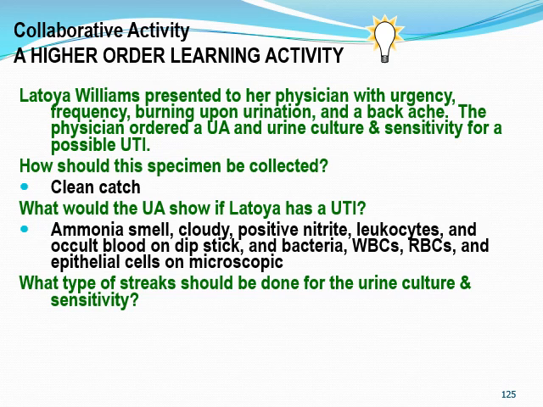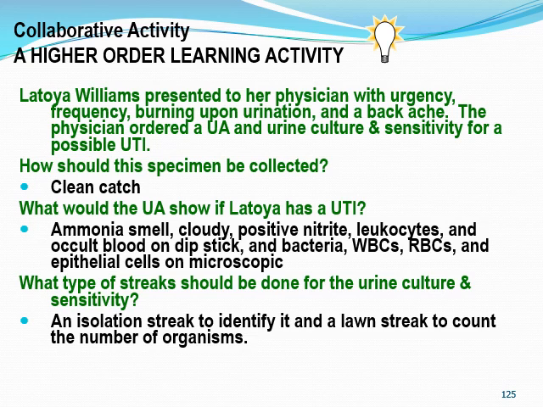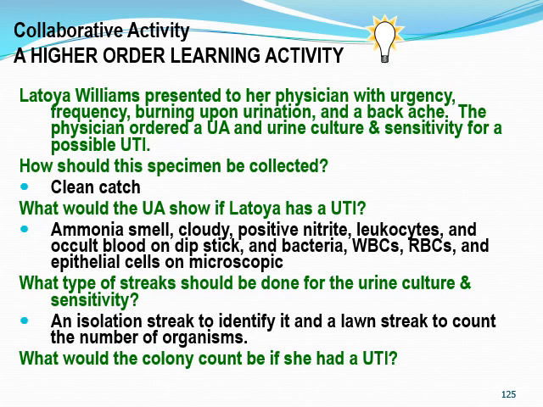And then what type of streak should be done for the urine culture and sensitivity? So we want to do that isolation streak first to identify it. Then we take that pure culture over to our long streak so that we can do the count of the number of organisms, the colony count. Then we count each one of them, multiply it times 1,000, and then we determine if they don't have a UTI, if it's a possible UTI that is suspicious and we need to have it redone, or if it is a UTI. So remember, greater than 100,000.